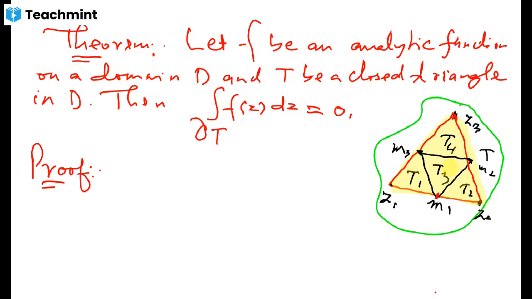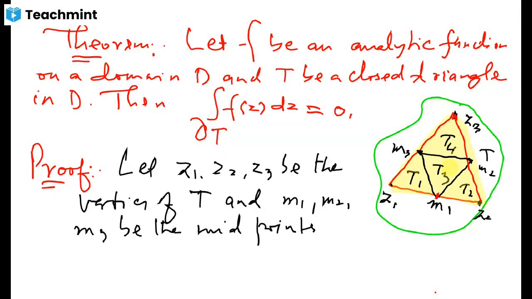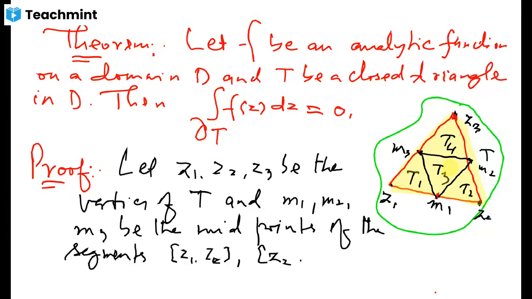So let's first establish this here. Let Z1, Z2, Z3 be the vertices of the triangle T, and M1, M2, M3 be the midpoints of the segments Z1Z2, which is the first side of this triangle, Z2Z3 and Z3Z1 respectively.